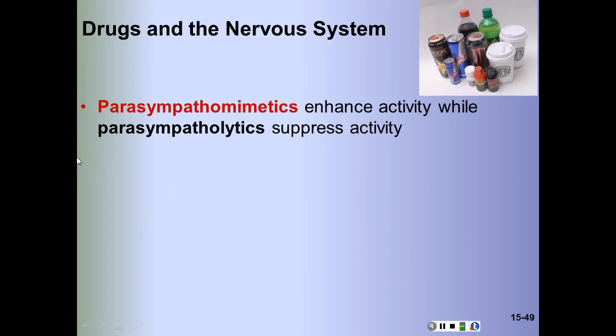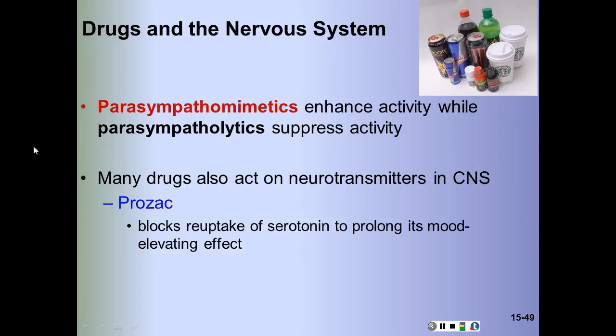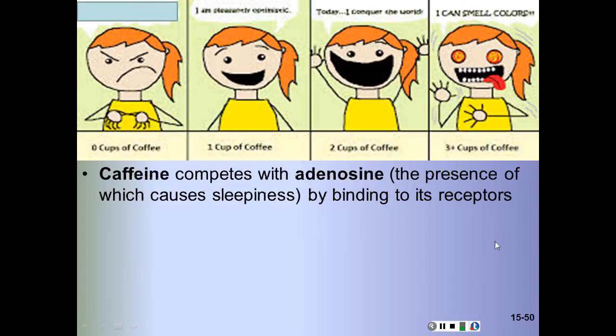Now our parasympathomimetics enhance activity, while parasympatholytics are going to suppress activity. Now many drugs also act as neurotransmitters in the CNS, such as Prozac, and they're there to block the reuptake of serotonin, prolonging its mood elevating effects.